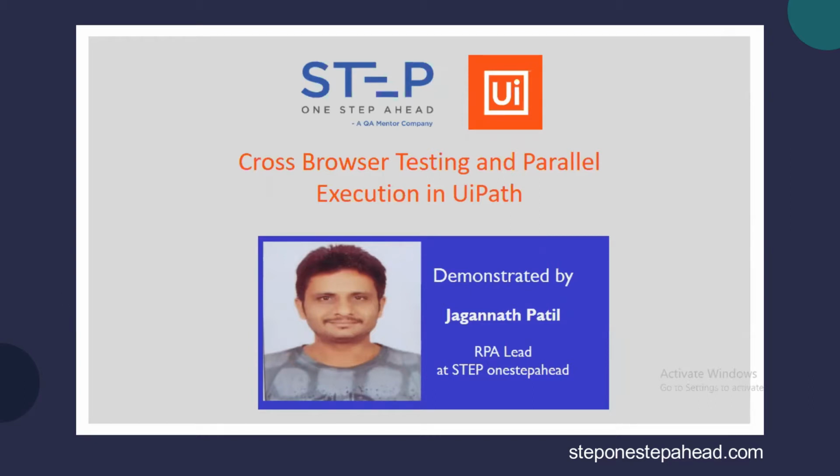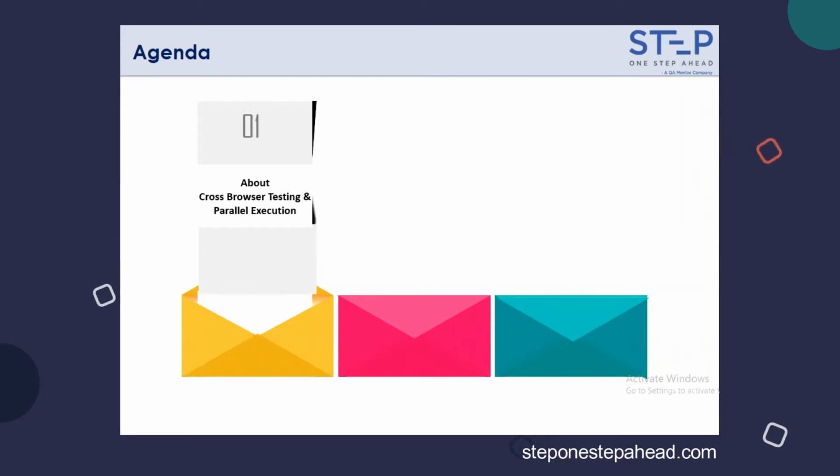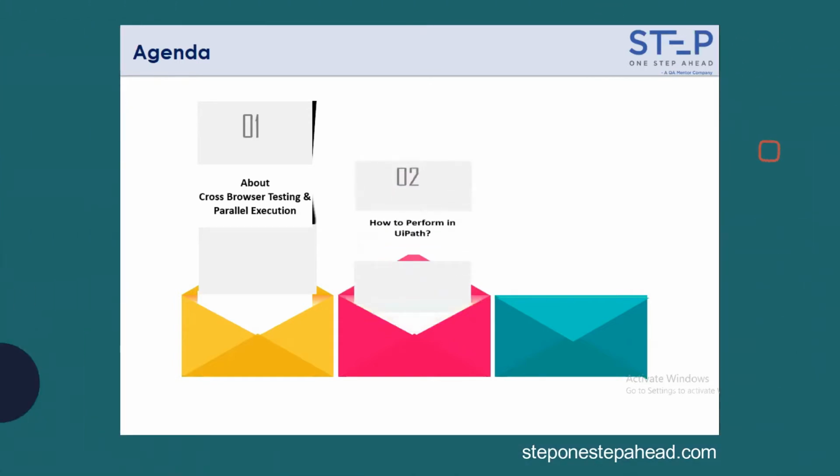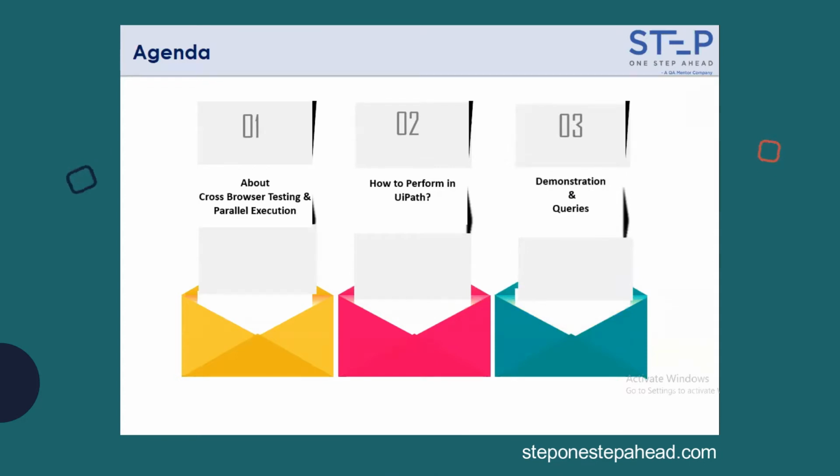Today I will demonstrate cross-browser testing and parallel execution in UiPath. Today's agenda is about what cross-browser testing is and how to do parallel execution in UiPath. We will see how to perform both activities in UiPath. Then I will demonstrate using two use cases, and if you have any queries or doubts, I can solve them at the end of the session.